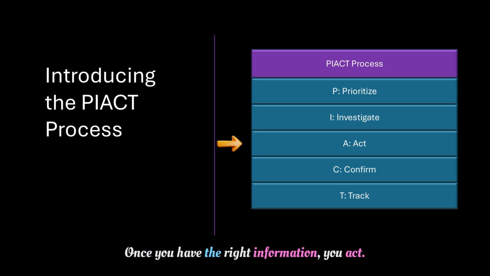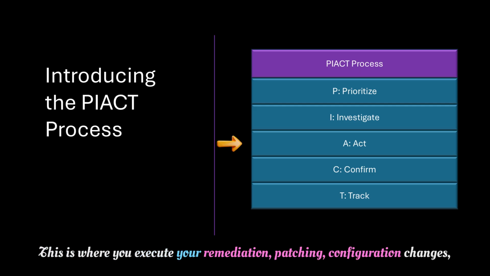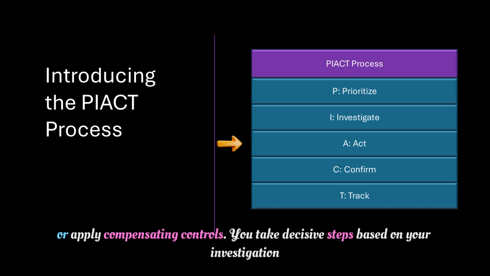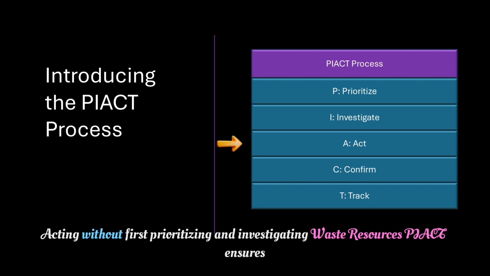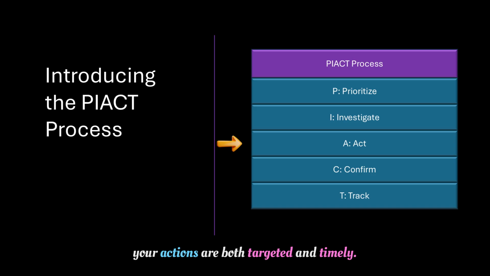Once you have the right information, you act. This is where you execute your remediation, patching, configuration changes, or apply compensating controls. You take decisive steps based on your investigation and prioritization, since acting without first prioritizing and investigating wastes resources. PIACT ensures your actions are both targeted and timely.